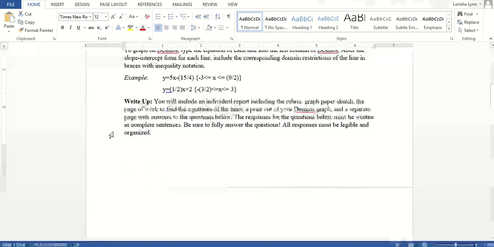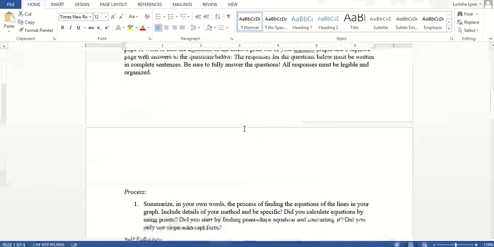Finally, once you have your graph done, your animal has been completed and replicated on Desmos, you have your write-up that you need to do. This is an individual report. The whole project is an individual project. So you just need to answer the following questions. I want you to make sure you're answering in complete sentences. Be sure to fully answer the question.